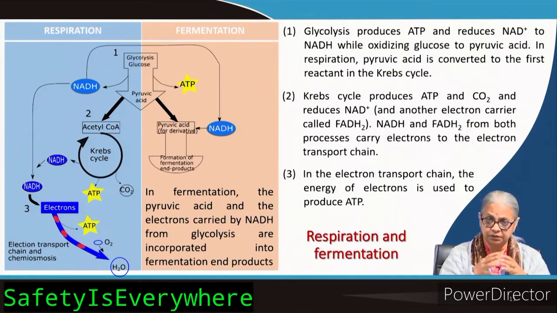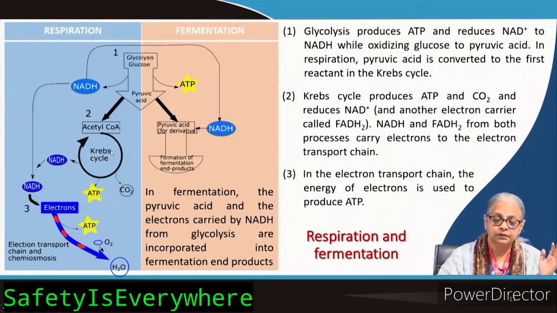So it's just pyruvic acid, which is a C3 compound, and it will eventually be converted into other fermentation products. I will show you some examples of that in a little bit. The other choice is respiration. So now this pyruvic acid enters what is called the Krebs cycle.